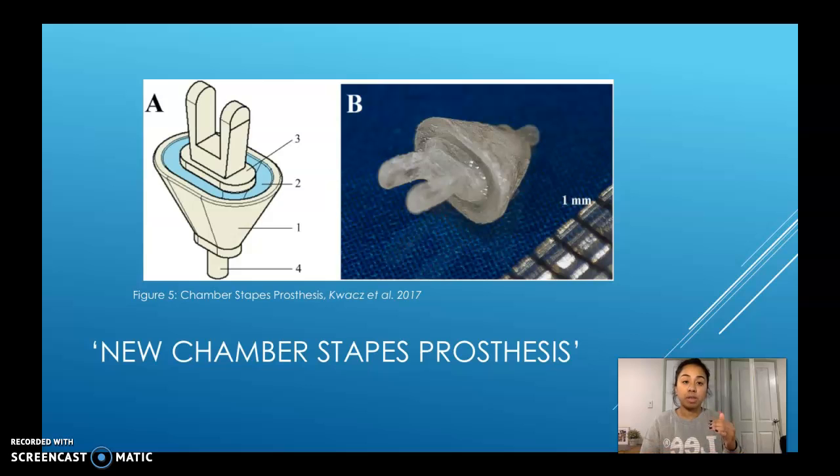So 1 was a conical chamber filled with fluid, 2 was a flexible membrane, 3 was the rigid plate with an attachment, and this mimicked the actual stapes, and 4 was a thin capillary tube that connected the chamber with the vestibule and allowed fluid to flow. Figure 5b is just a photo of the actual chamber stapes prosthesis prototype filled with fluid.